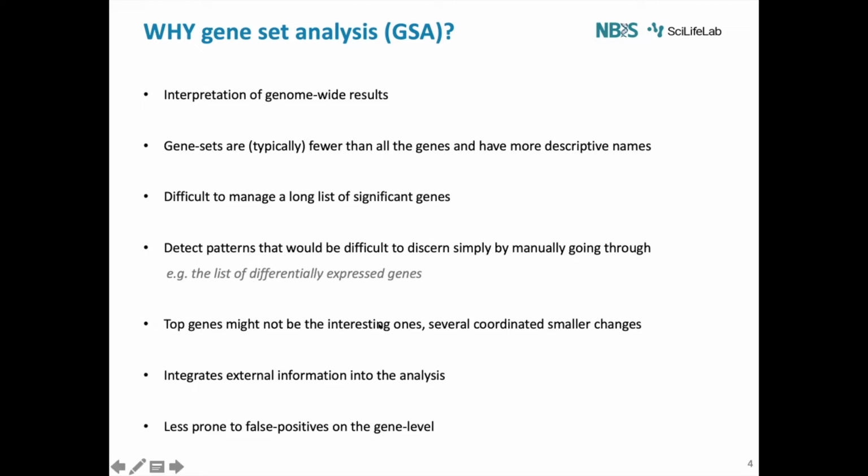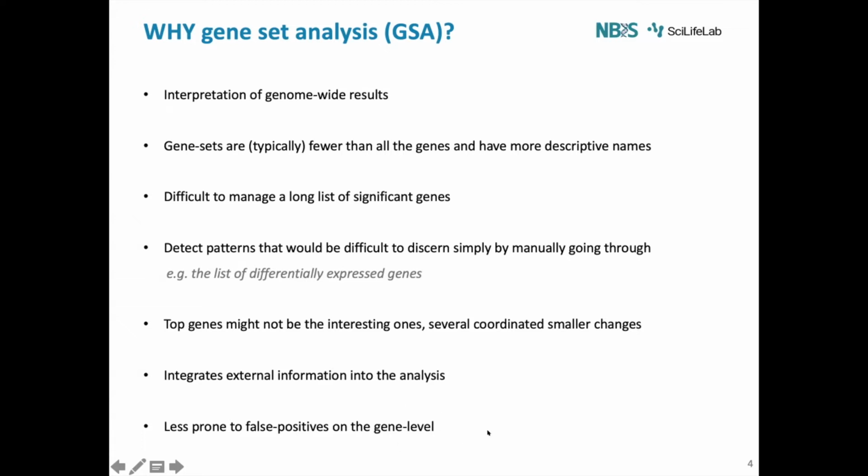And the top genes might not always be the interesting ones, because some of those are correlated or coordinated together. So some small changes might also impact the enrichment for some terms, and those might not always be the top ones. And that also allows you to integrate external information into your data. In that case, for example, annotation, or what those genes do, or how they are regulated, or how they are related to diseases and many other things like this.